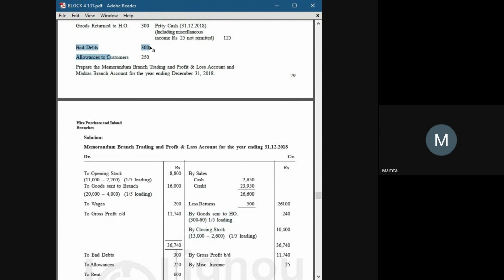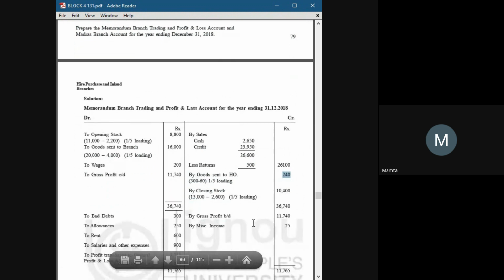This amount is also at invoice price, meaning 125%. So the loss we actually made is 125 by 100 into x is equal to 300, and when you solve the equation, you will get the amount of 240 rupees.